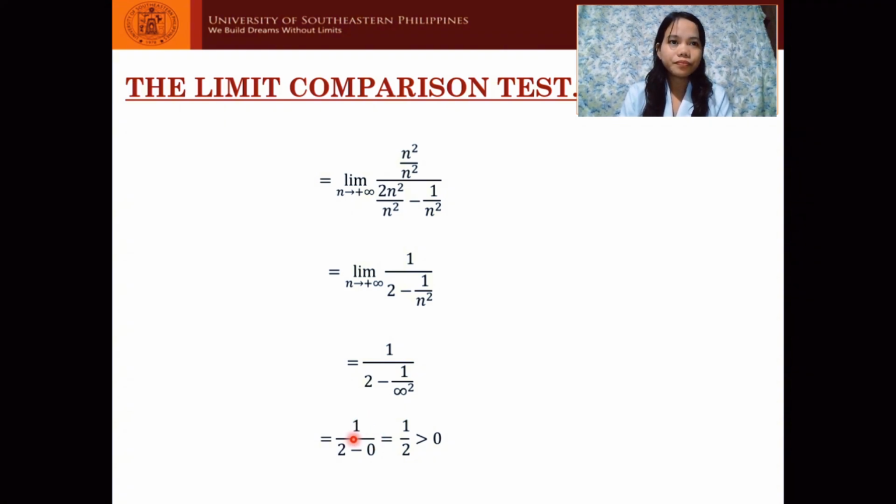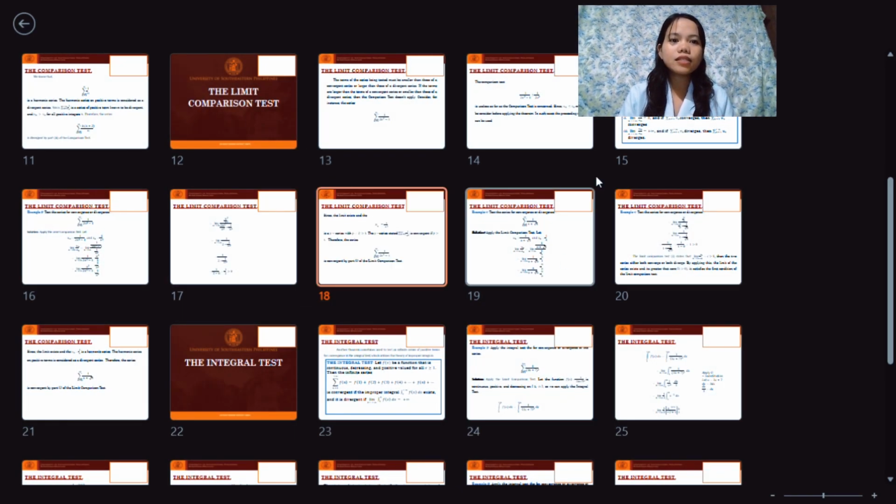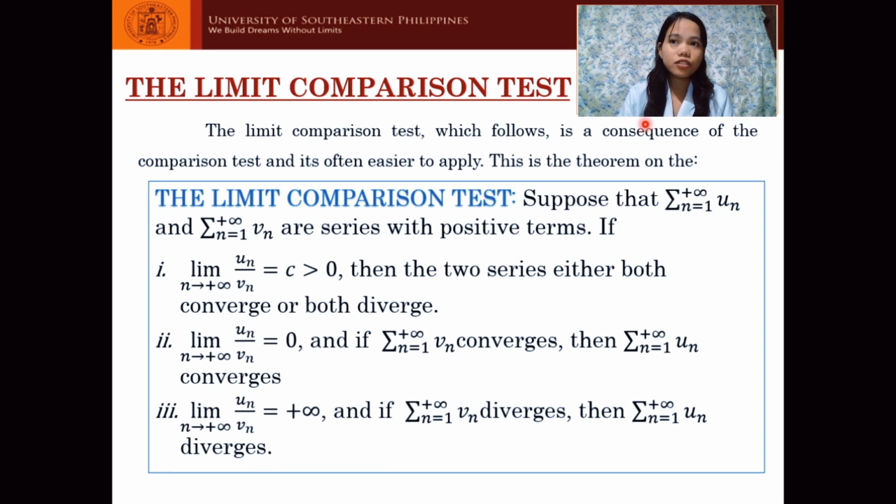which is greater than 0. So let us try to recall the theorem. The limit comparison, since c is 1/2, we're going to have the first condition. So if the limit of u sub n over v sub n is equal to c, which is greater than 0, and now we have c, which is really greater than 0, then the two series either both converge or diverge.